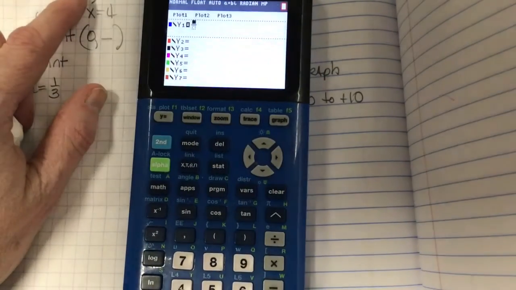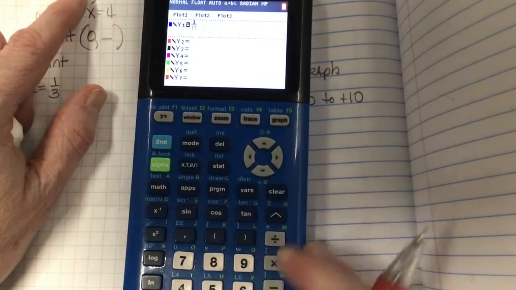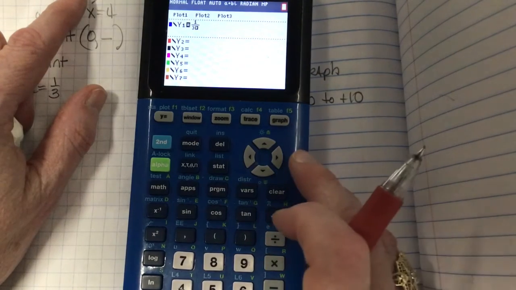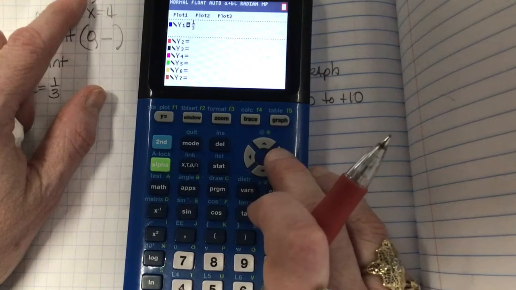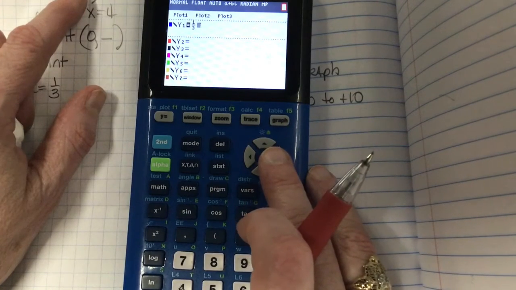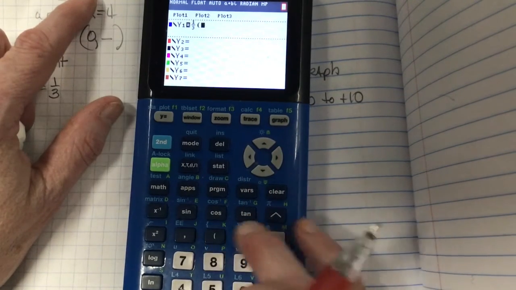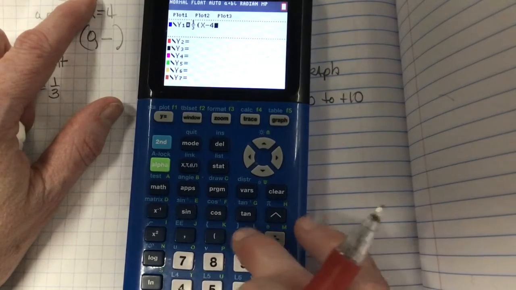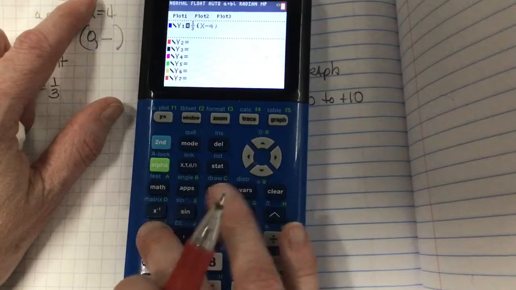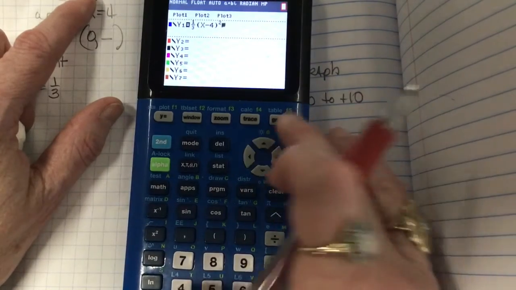So we're going to put 1/3. Did I put a 3 or 2? That's a 3 in it. Okay. And then arrow to the right. It should come back. There it comes. And then open parentheses, x, that's a minus 4. Close your parentheses, square it, and you can hit graph.